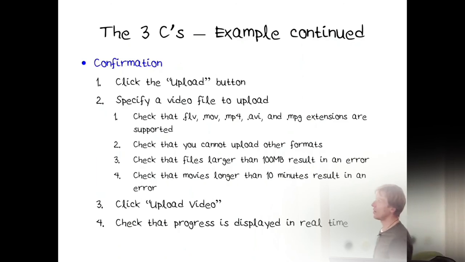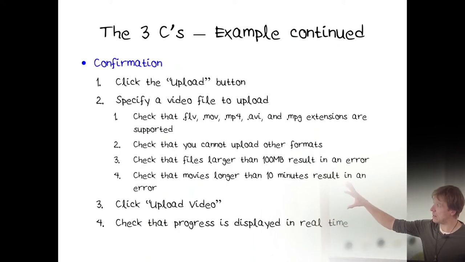Confirmation here for this video uploading. So what you should do, you click the upload button, you specify a file, make sure that those extensions are supported. You check that you cannot upload other ones. You check that you cannot upload too big or too long movies or videos, and then you click upload and you check if the progress bar is displayed in real time.